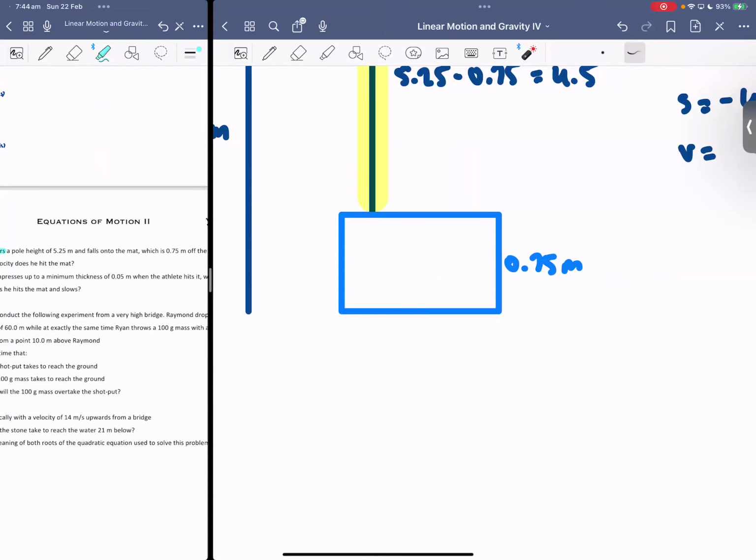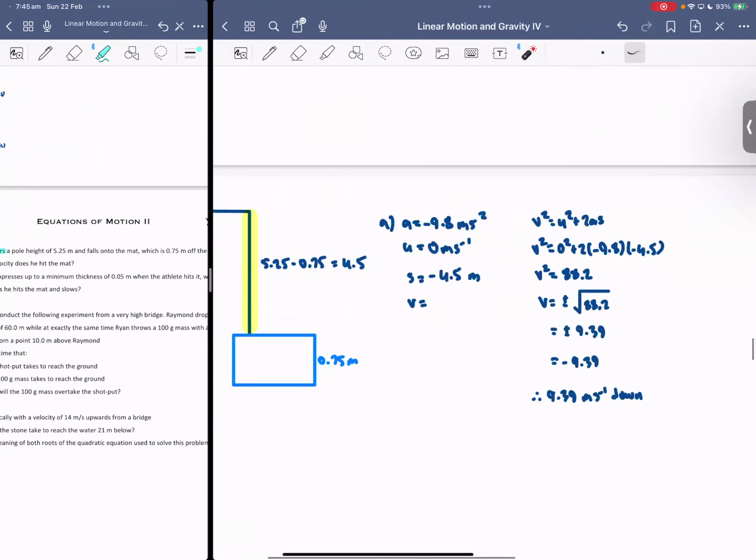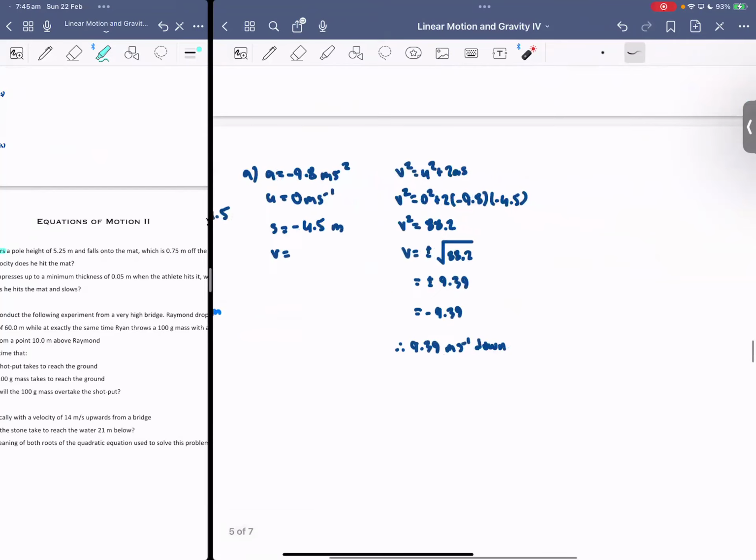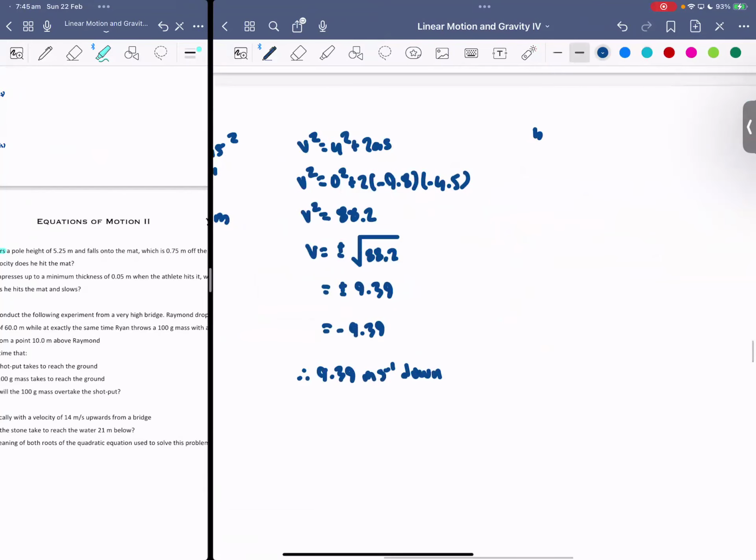With what speed does he hit the mat? You just worked it out. 9.39. He hits the mat at a speed of 9.39.